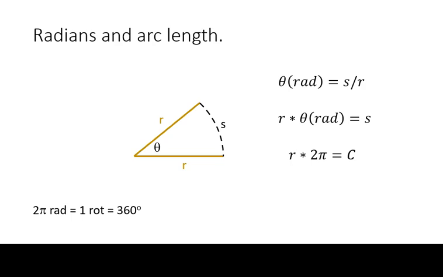Because the arc length of a full circle is its circumference, there are 2 pi radians in every rotation.